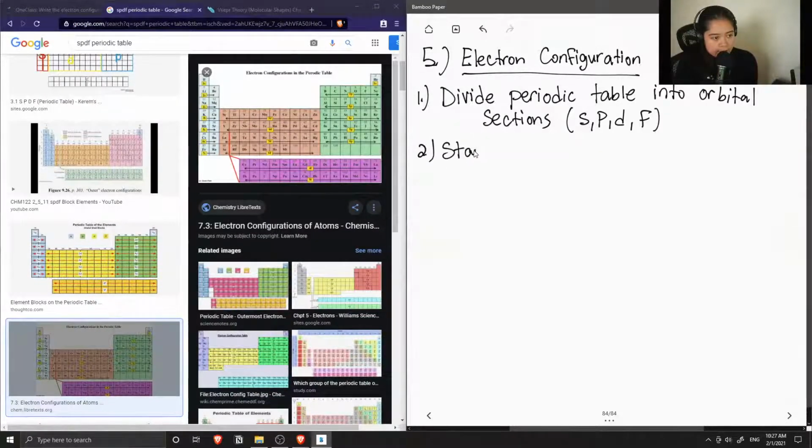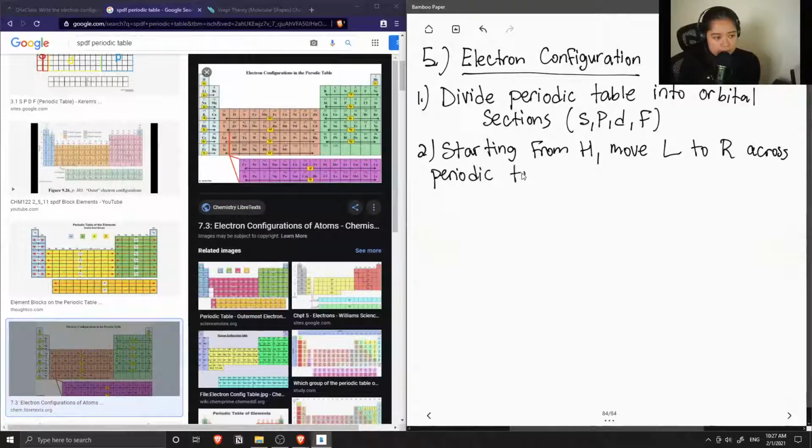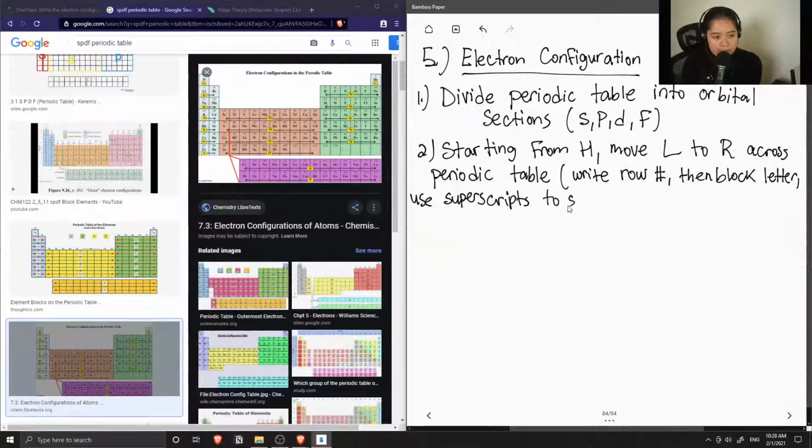So starting from hydrogen, we move left to right across the periodic table, and we would write the row number followed by the block letter, and we would also use superscripts to show how many electrons are in each orbital.